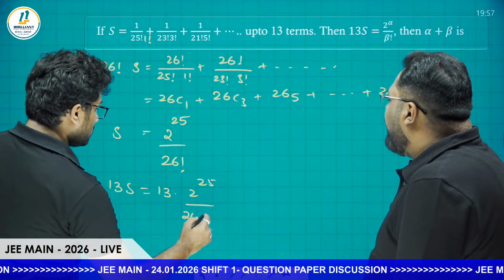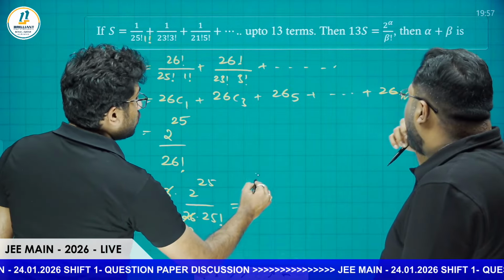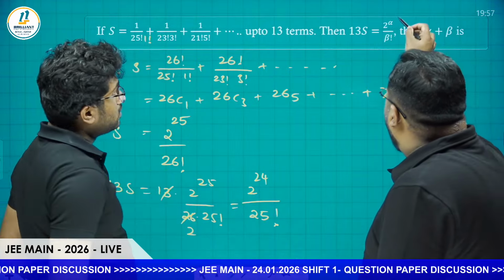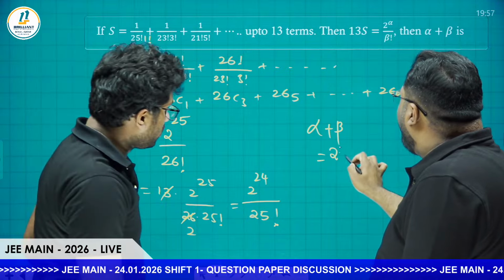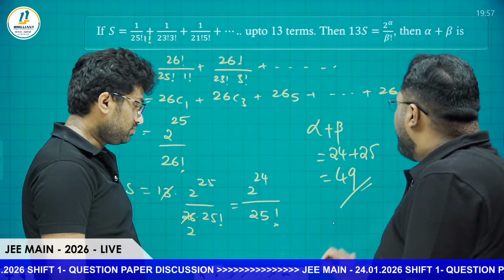We can write 26 factorial as 26 into 25 factorial, and 13 becomes 2. So we'll get 2 power 24 divided by 25 factorial. Alpha is 24, beta is 25. So alpha plus beta is 24 plus 25, which is 49. Numerical question. Easy question.